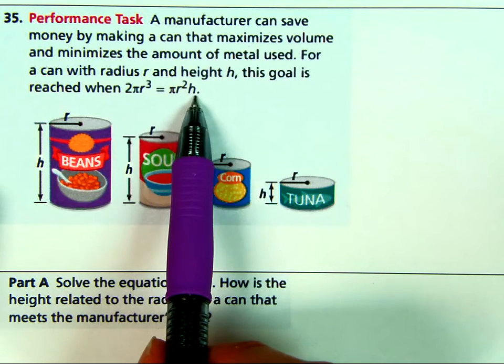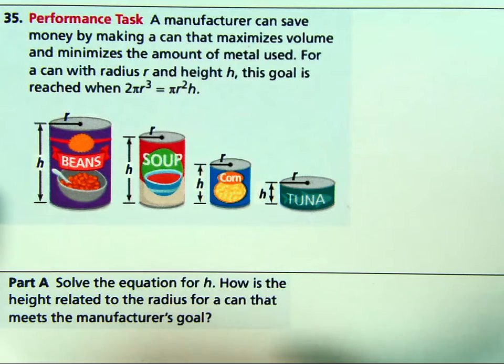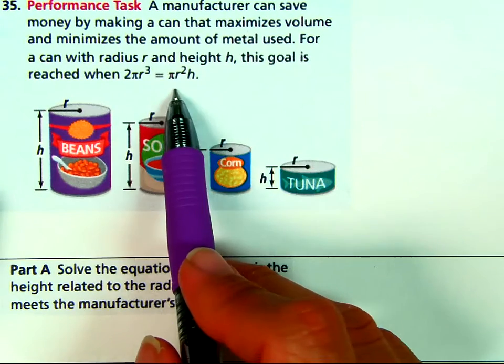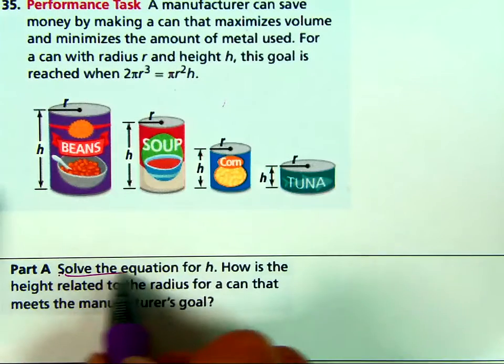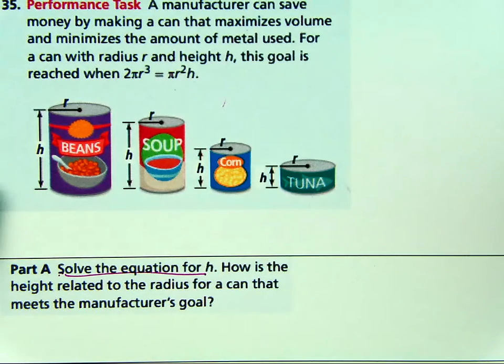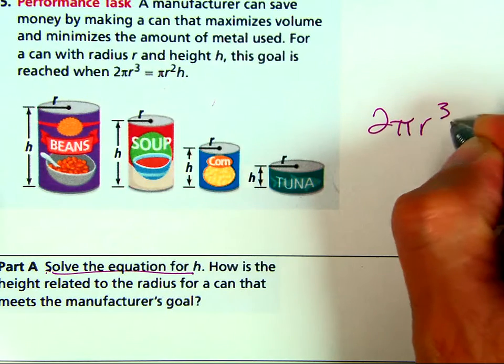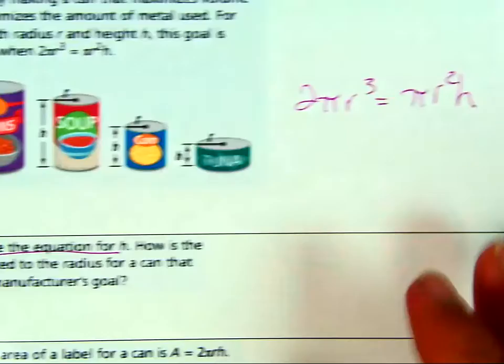You see it has several variables, the r and the h, and that means it's a literal equation. They're asking us, this was just an explanation, to solve for h. So we need to get h alone. So we're going to take 2 pi r cubed equals pi r squared h and solve for h.